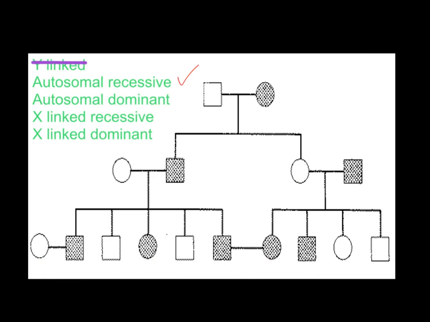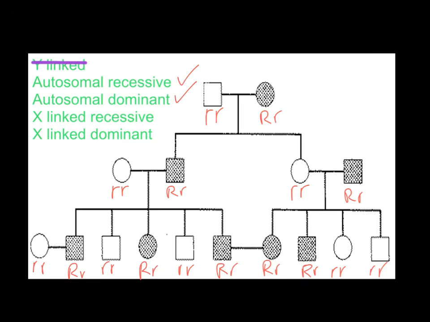Now our next possibility is autosomal dominant. Now we understand that anyone who is autosomal dominant and affected could be heterozygous or homozygous for the dominant allele, and anyone who's unaffected would have to be homozygous for the recessive allele. That would look like this. So when you fill in all the genotypes, it's completely plausible that this trait is inherited on an autosomal dominant mode of inheritance.